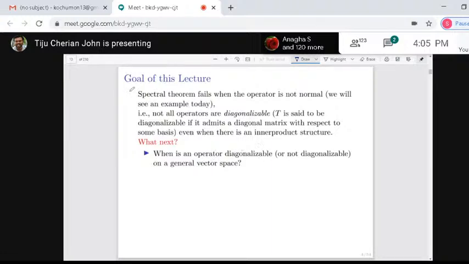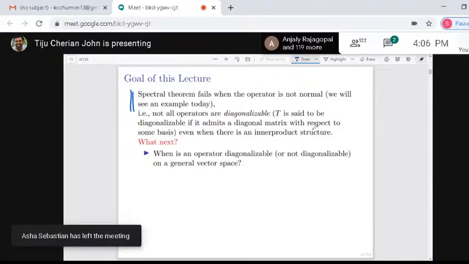This was done in an inner product space. So now, remove the inner product structure. Because even in the inner product space, you could diagonalize only a special class of operators, only normal operators. There are a number of operators other than normal operators. How do you deal with them? So the question is, when is an operator diagonalizable in a general vector space? That is one question which we would like to answer today.